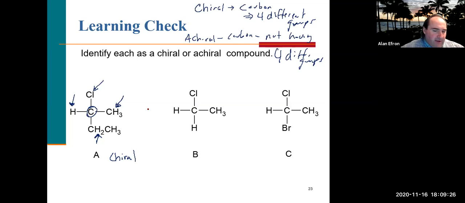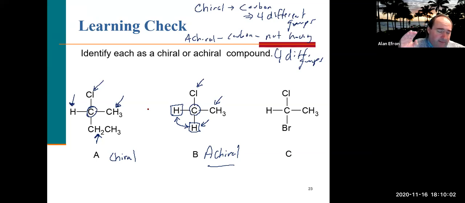Looking at our second one here, again, we're looking at the carbon. We have a chlorine, which is different than a methyl group, and that is different than a hydrogen. But problem here, we have another hydrogen, and that is not different than this hydrogen. So in this particular case, because we have two hydrogens that are the same, that would make this an achiral compound. That would also mean that if we push this molecule up to a mirror, and we took the image that we see in the mirror out of the mirror, we could rotate it around enough to get it to fit perfectly on top of each other. The original guy and the mirror image will fit perfectly on top of each other.